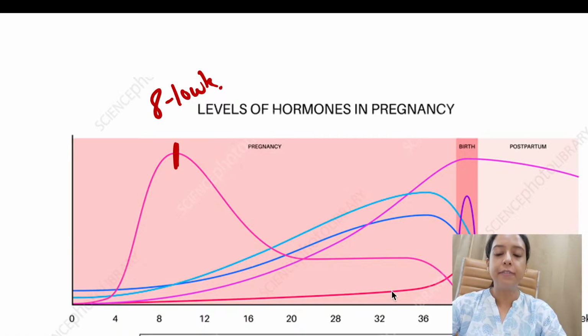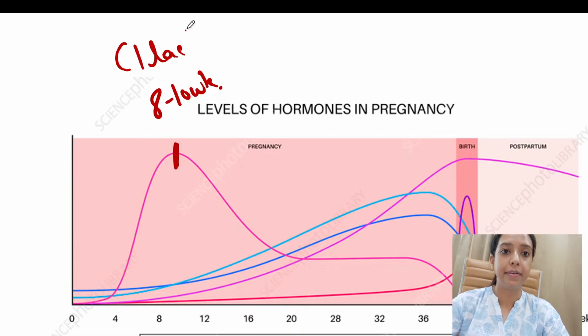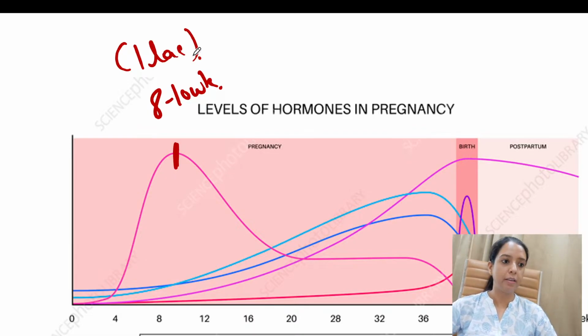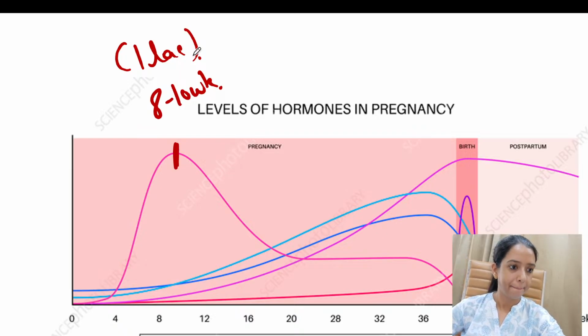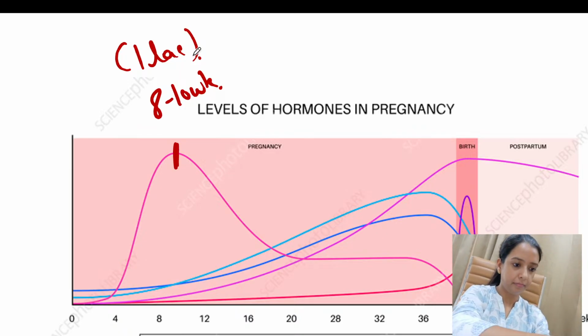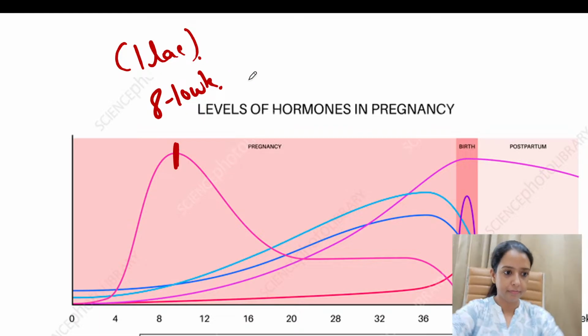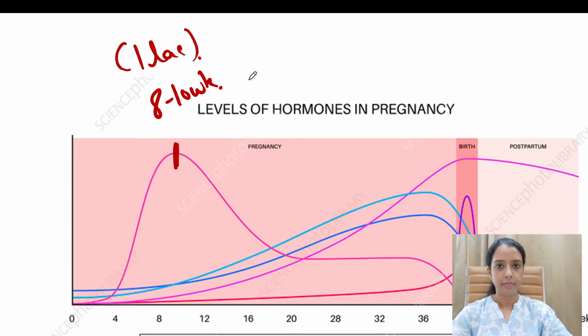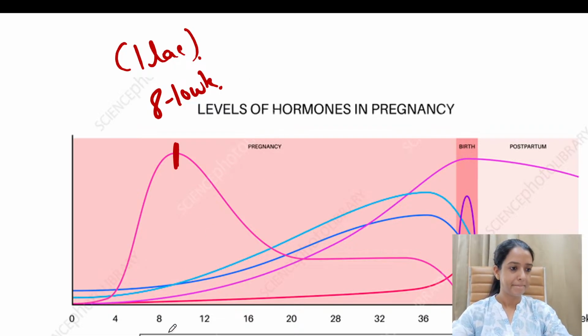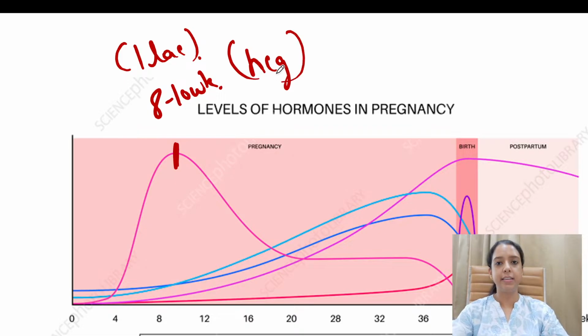and then it is falling significantly after peaking at 8 to 10 weeks. And let me tell you, the level at this 8 to 10 weeks is around 1 lakh. What is this hormone? Can someone tell me what is this pink hormone, kids? Chalo, koi baat nahi. It is HCG hormone. It is the HCG hormone that is basically peaking at 8 to 10 weeks and then finally it falls.